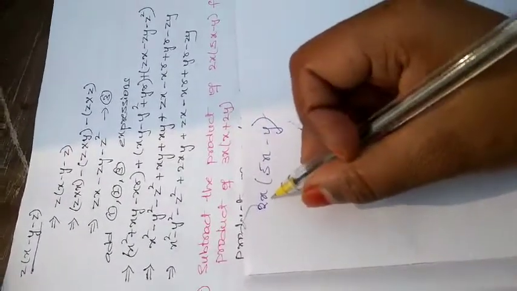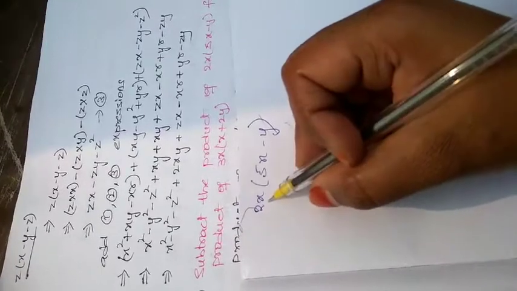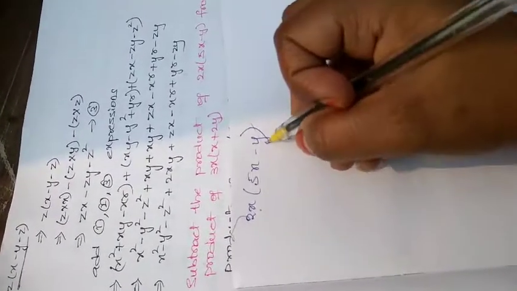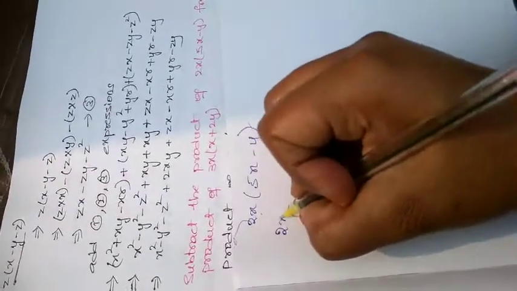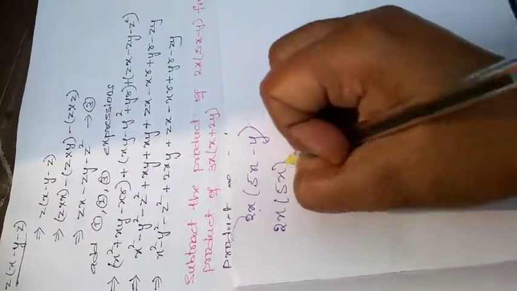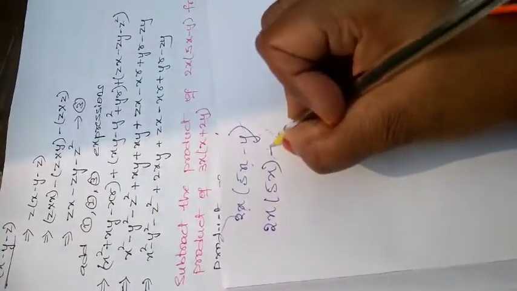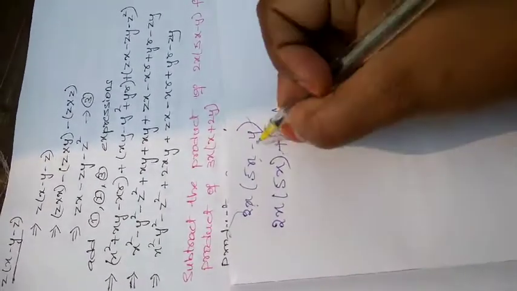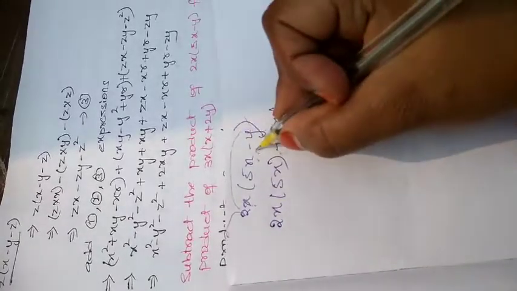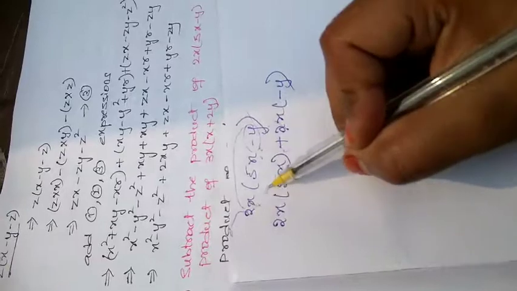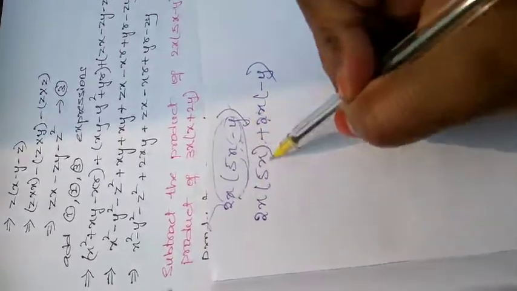If you observe carefully, this is in distributive property, so we should distribute this 2x to both of them, to 5x and y. So 2x into 5x, next here plus 2x is there, so write plus 2x into, now it should be distributed to y, so it is minus y, so I will write minus y.